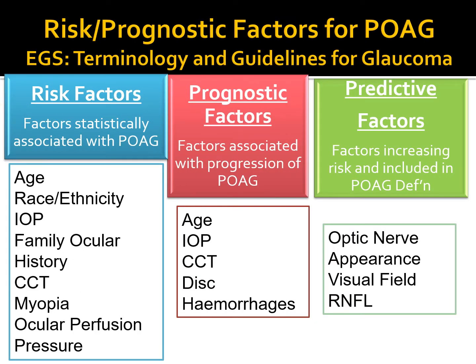So the risk, prognostic and predictive factors for POAG. Risk factors are factors that are statistically associated with it: age, race, IOP, family ocular history, CCT, myopia, and again, ocular perfusion pressure. Prognostic factors are factors associated with progression of that disease, so age, IOP, CCT, disc hemorrhages. And predictive factors, factors increasing the risk of, and included in the POAG definition, are optic nerve head appearance, visual field, and RNFL.